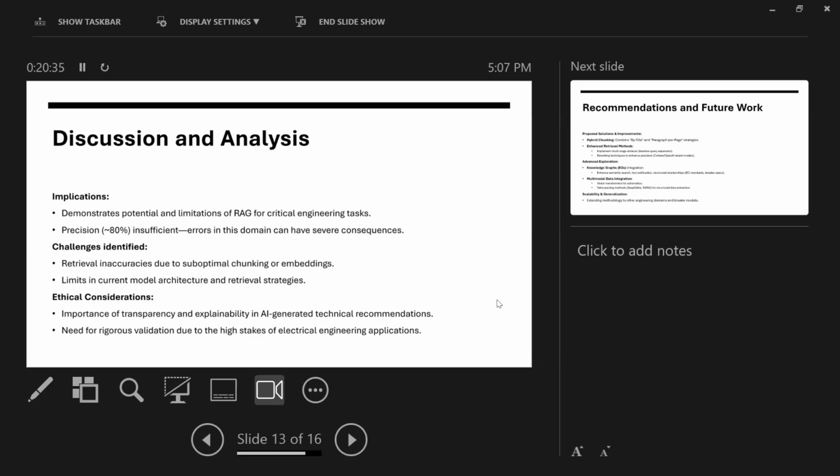It had limits in current model architecture and retrieval strategies. And ethical considerations to take into consideration are importance of transparency and explainability in AI-generated technical recommendations, as this can lead to wrong settings in the equipment itself, which can lead to trouble in the future. And it needs rigorous validation due to high stakes of electrical engineering applications.